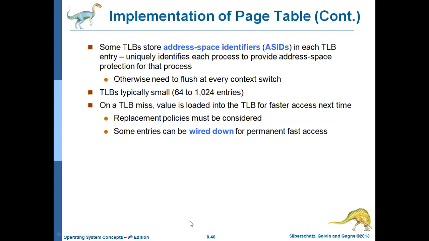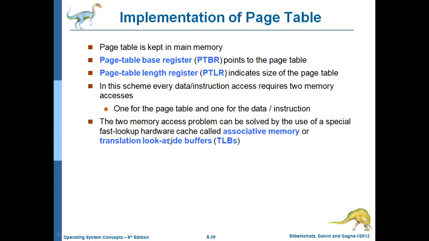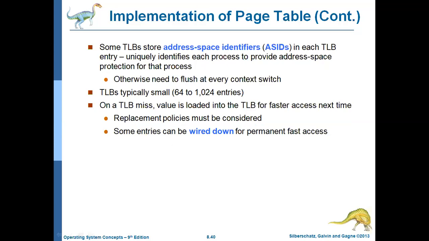On a TLB miss, if you consider you have a TLB miss, the value is loaded into the TLB for faster access next time. TLB stands for translation lookaside buffer. They act as buffers there. Replacement policies must be considered as usual. Some entries can be wired down for permanent fast access. Some things you can keep in the TLBs only, so that you will be accessing them every now and then, in your page table.